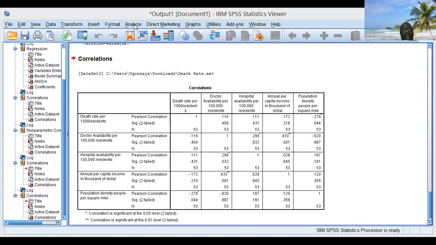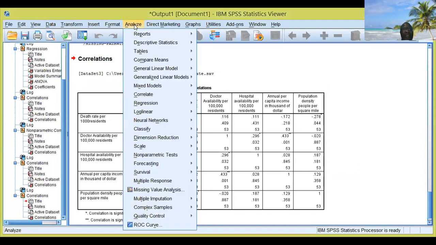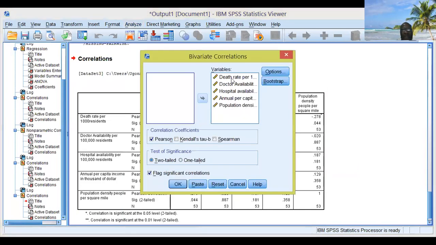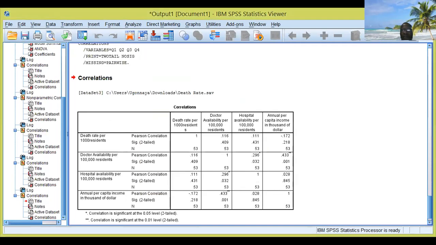Now, go to analyze here. You can access analyze here. Yeah, go to analyze here. Go to correlation, correlate, bivariate. Remove that last one, that population density. Well, click OK now. Okay.